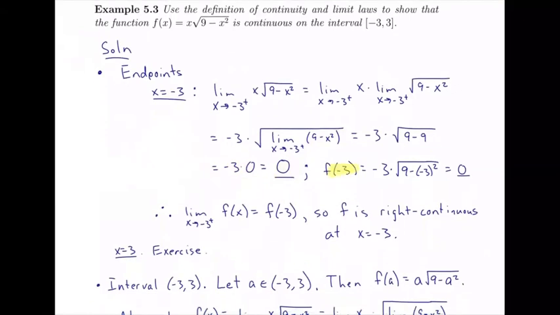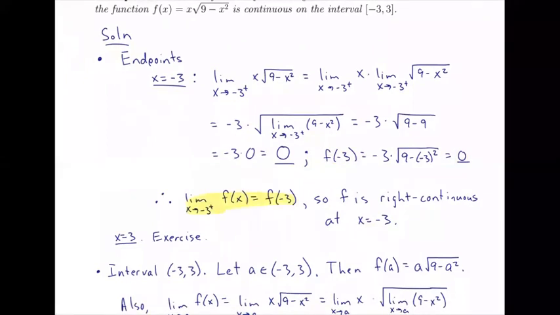Now what happens for f of -3? This is where I just plug it in. I get -3 times the square root of 9 minus -3 squared. -3 squared is 9. 9 minus 9 is 0. Square root of 0 is 0. -3 times 0 is 0. So I left out some details, but it's very similar to what happened above. So the right-hand limit as x approaches -3 is equal to f of -3, and this is the statement I've written right here. That indicates that f is right continuous at x equals -3.